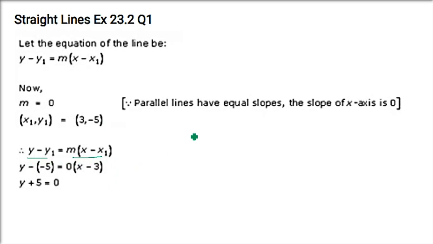We know the equation of line is y minus y1 equals m times x minus x1. So it is passing through 3 and minus 5. x1 is 3, y1 is minus 5. So put these values here in place of x1 and y1.